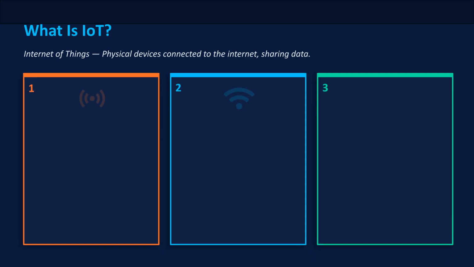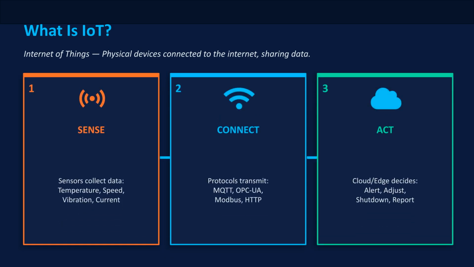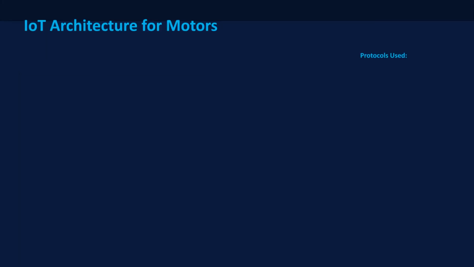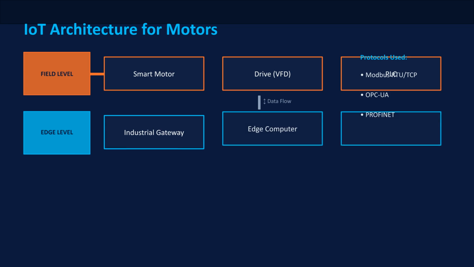IoT stands for the Internet of Things, the connection of physical devices to the Internet for data sharing. The core flow is sense, connect, and act. Sensors collect data, protocols like MQTT transmit it, and the cloud or edge system takes action, such as adjusting speed or generating an alert. Industrial IoT uses a layered architecture.